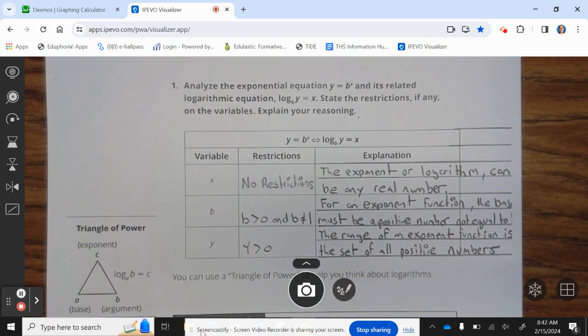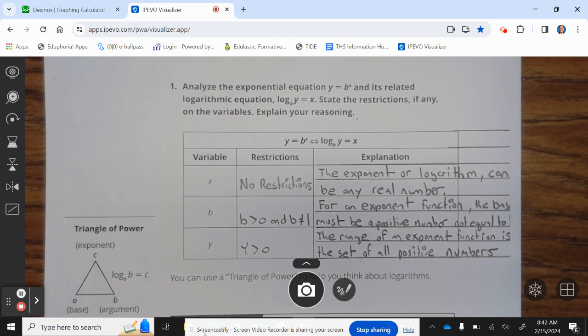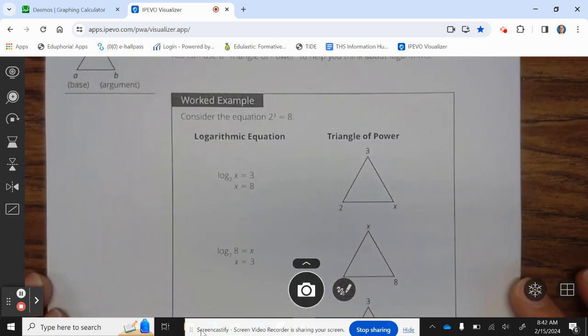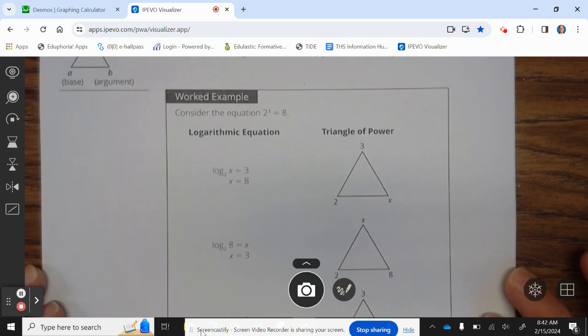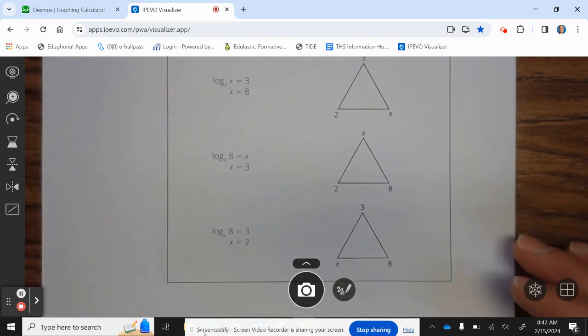Number 1, analyze the exponential equation y equals b to the x and its related logarithm equation log base b of y equals x. State the restrictions, if any, on the variables, explain your reasoning. Go ahead and read over and complete the table. You can use a triangle of power to help you think about logarithms. All right, go ahead and look over the worked example. All right, let's take a look at the next page.